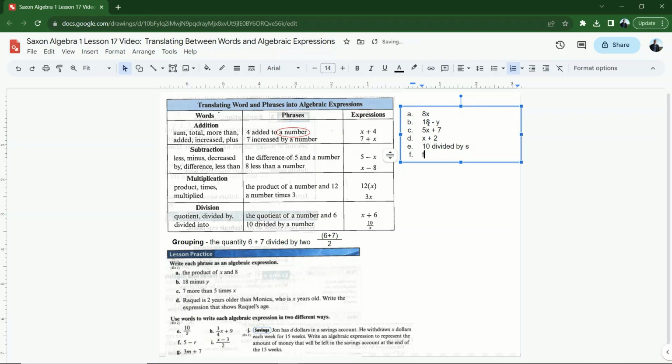Letter F is going to be 5 minus r. And again, I could say the difference between 5 and r, but then what comes first? There's a question, what comes first? 5 minus r is very clear.